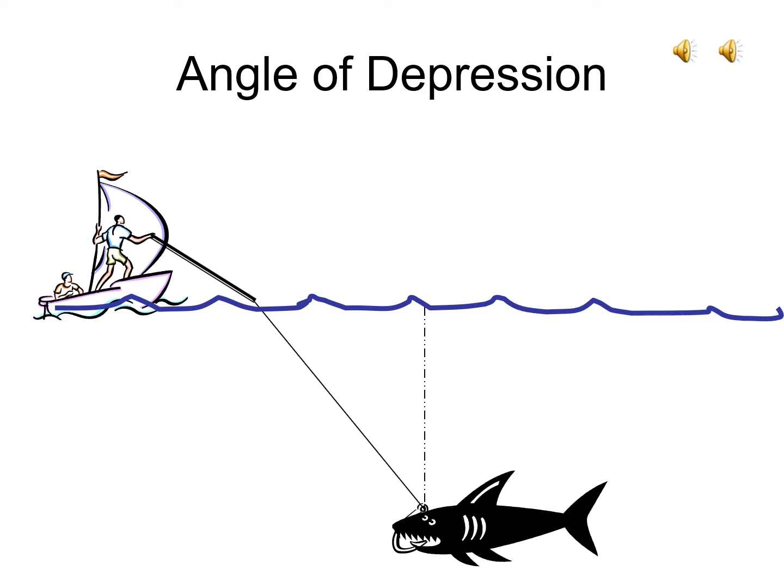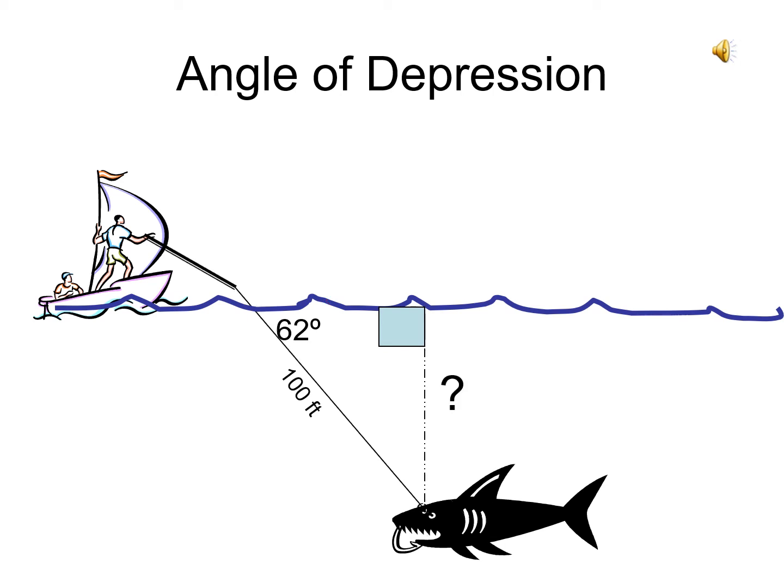So, when you think about it, here's your right triangle, and you could actually calculate a little vertical angle here, and so you could find your angle of depression looking downward. So this angle of depression would be here. Here's my right angle. He let out 100 feet of line off this thing, and his angle of depression is 62. So how deep is the fish underwater? That's what we're going to calculate.